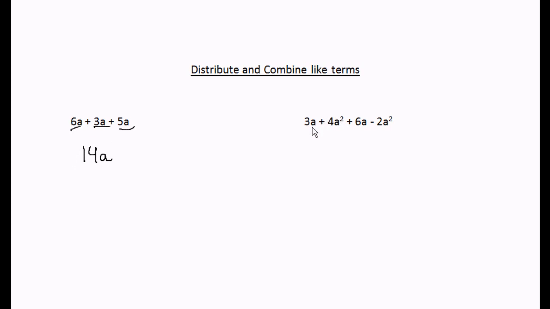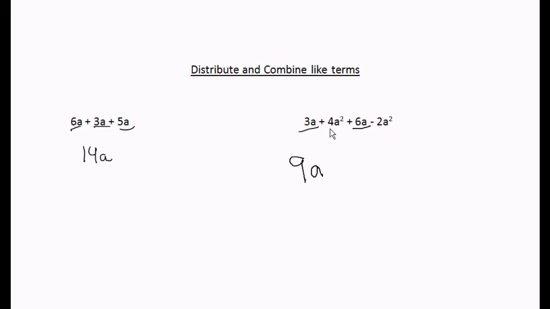The next one, combining like terms. a's cannot be added with a squares. Everything after the number has to be identical. These two are not identical. One's an a, one's an a squared. So it has to be identical after the number. So I can add a's with a's. 3a plus 6a, 3 and 6 is 9a.